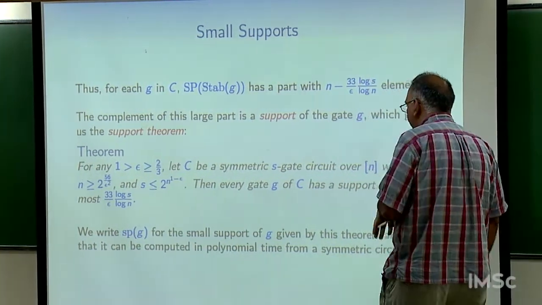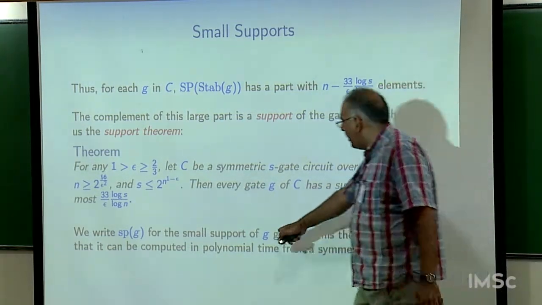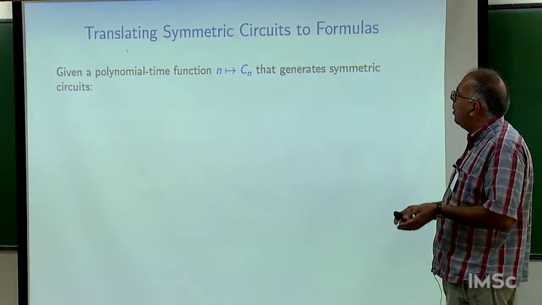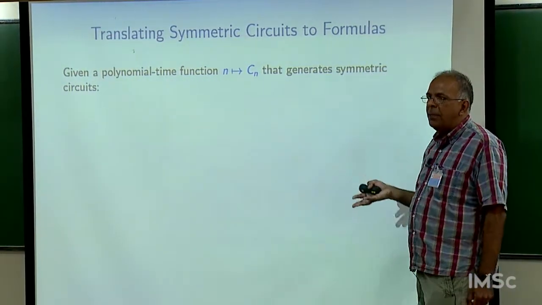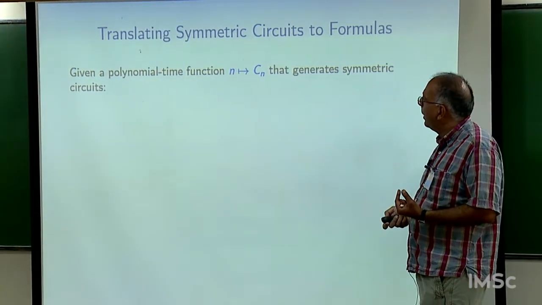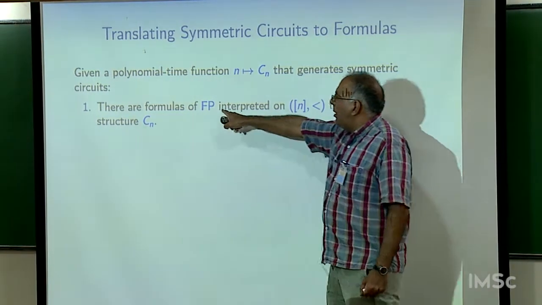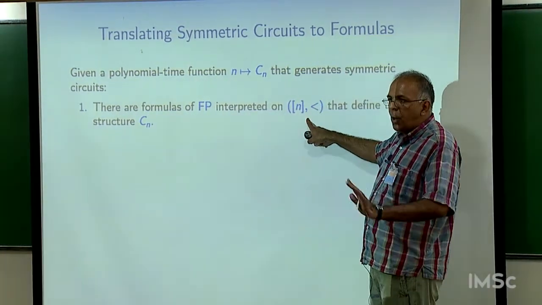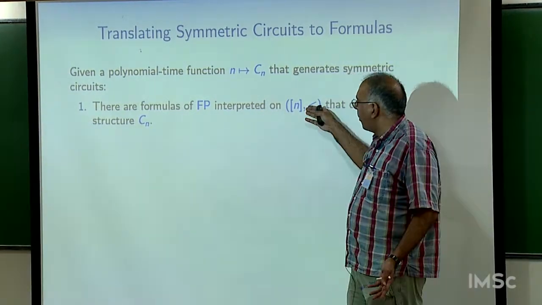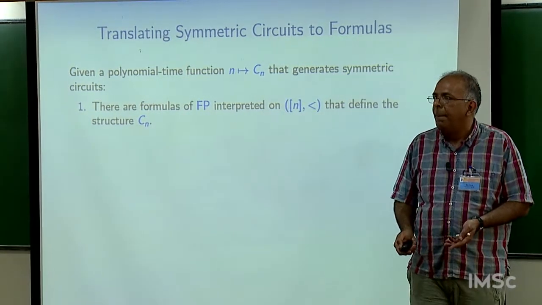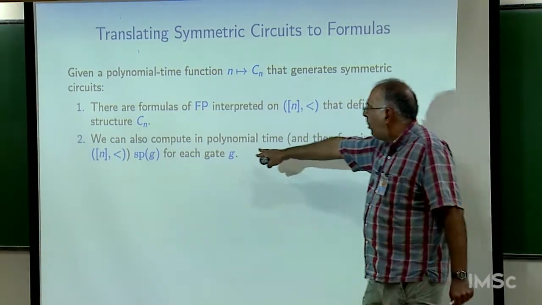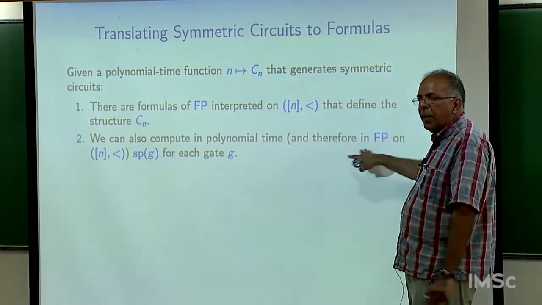What do we do with this to translate into the logic? Well, let's say we have a gate. We'll write SPG for this small support. And now we're given a polynomial time function that generates symmetric circuits. That's the assumption. And we want to get out of this a formula of fixed point logic. Well, you can write down a formula which, interpreted just on a linear order, will define the structure Cn. This is simply because on ordered structures, you can do all of polynomial time inside FP. And we can show that the support of each gate is computable in polynomial time, so also definable in FP on this part.